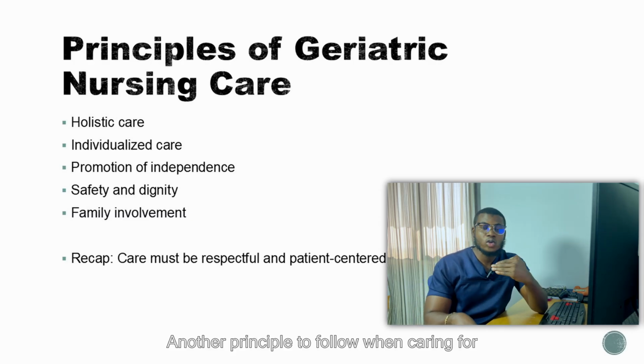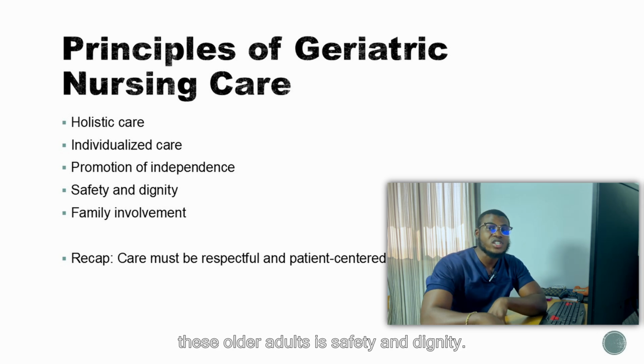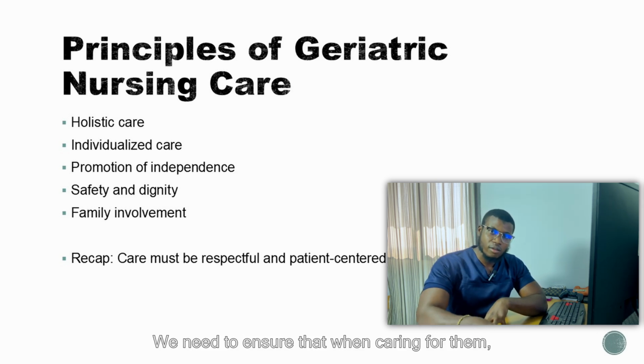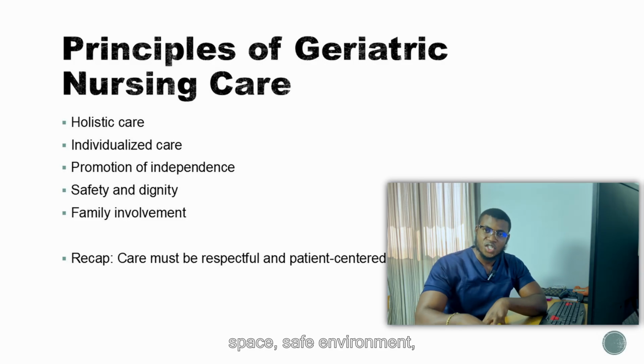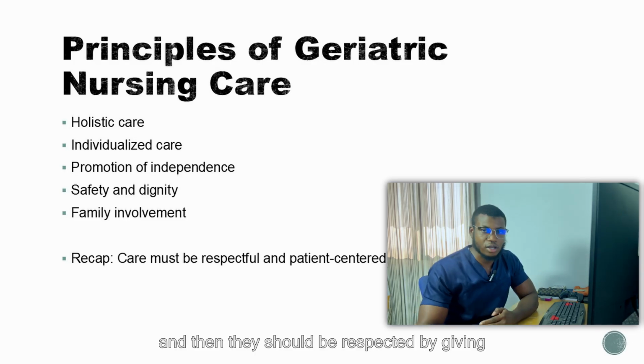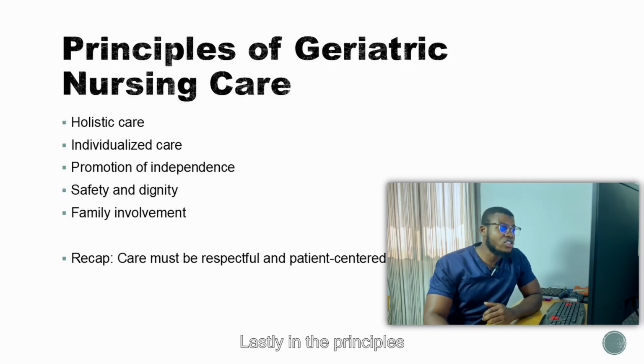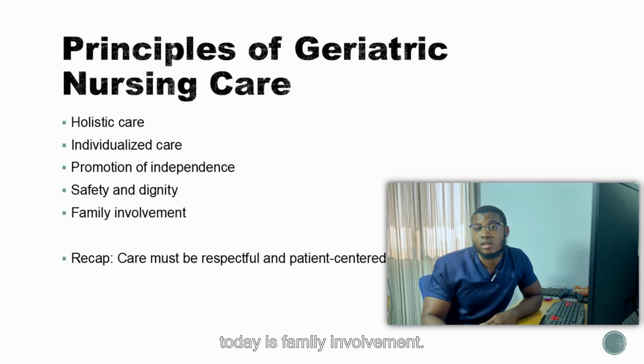Another principle to follow when caring for these older adults is safety and dignity. We need to ensure that when caring for them, they should be in a safe space, a safe environment, and they should be respected by giving them as much dignity as they deserve. And lastly, in the principles today, is family involvement.